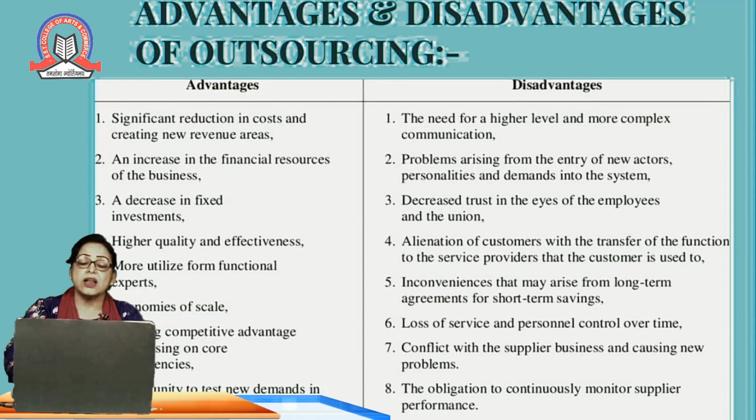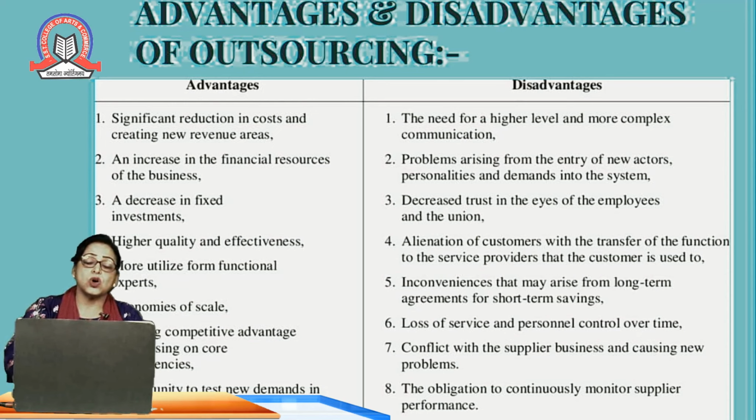Loss of service and personnel control over time. Many cases have been evident where companies outsourcing their HR requirements lose control over their employees, and the outsourcing companies slowly and gradually fail in providing the same qualitative services to their old clients as well. Conflict with the supplier business and causing new problems. It has been observed that a common problem between both parties, the outsourcing agencies and the company going for outsourcing, is that there may be clashes.